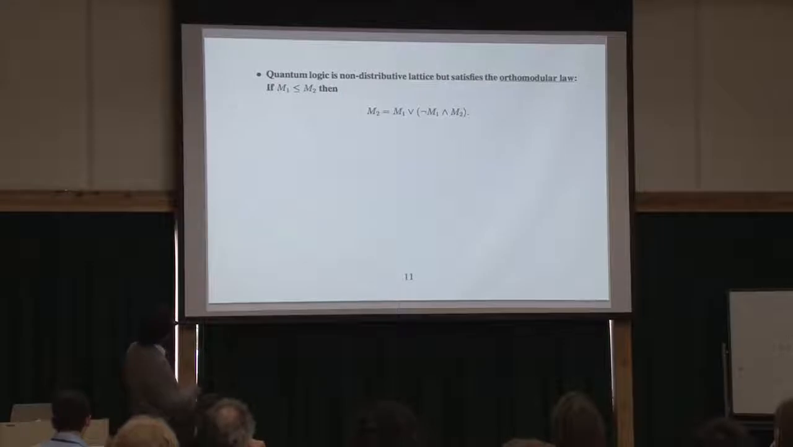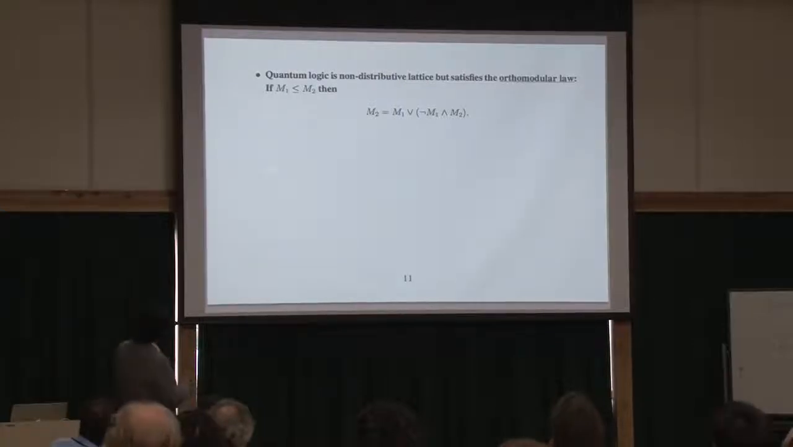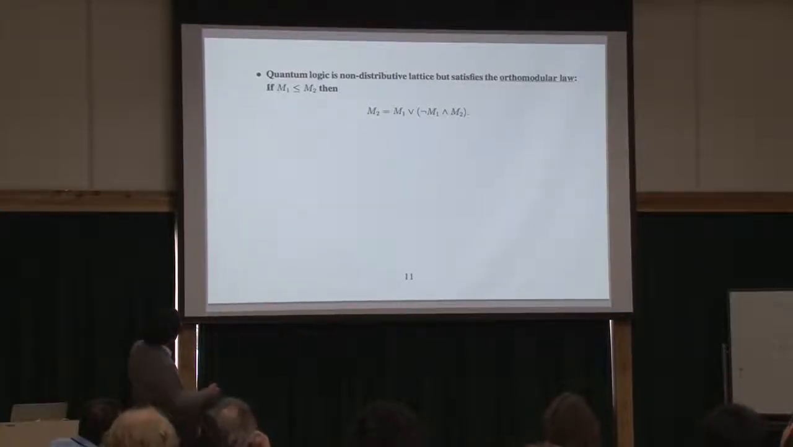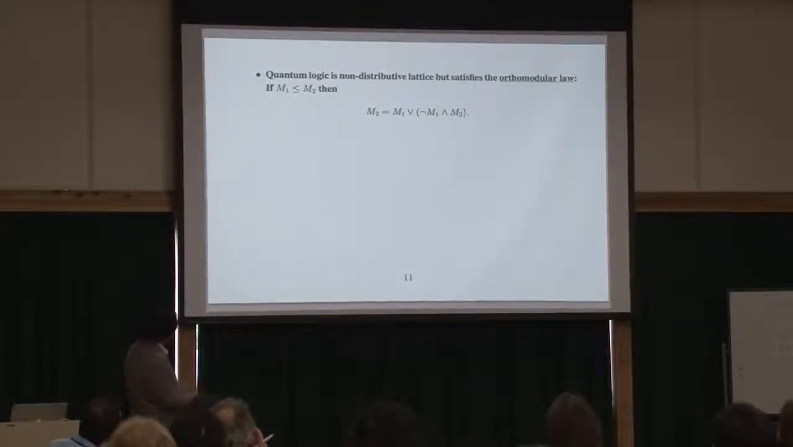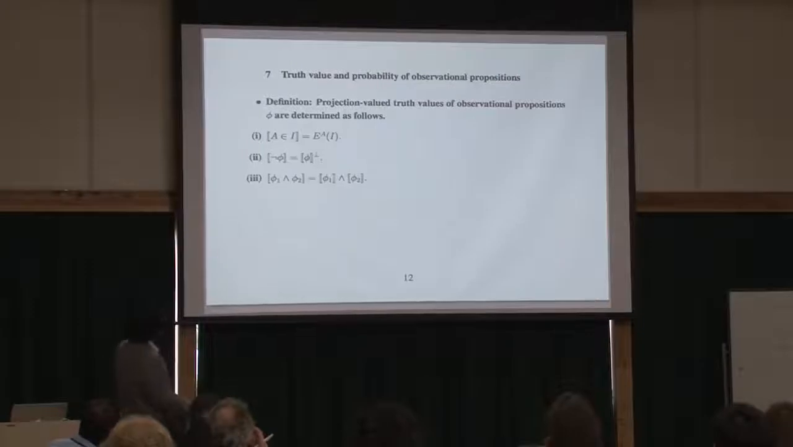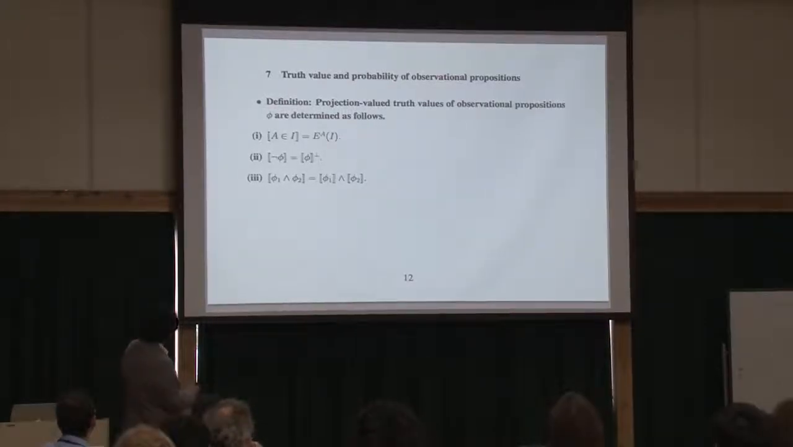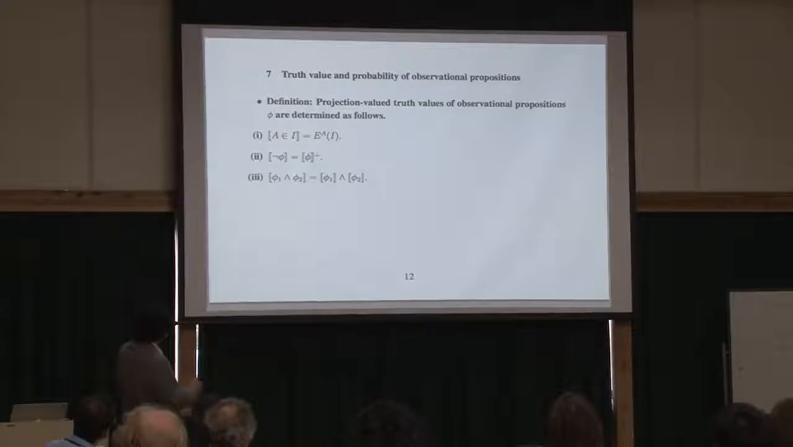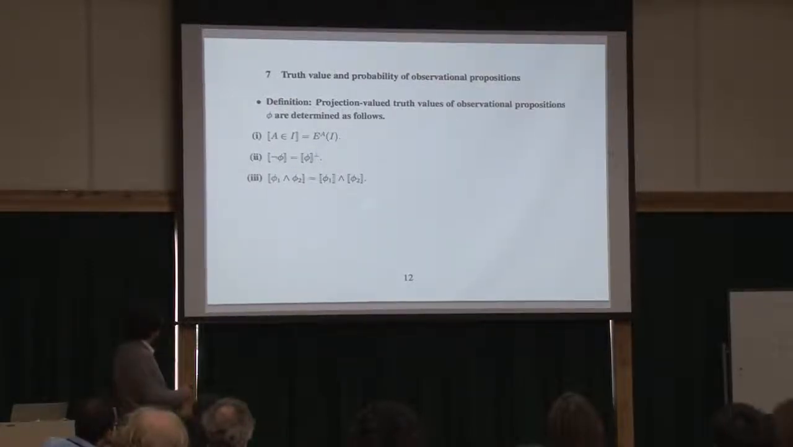Quantum logic is a non-distributive lattice, but satisfies the orthomodular law. It means that if N1 is smaller than N2, then N1 is equal to this expression. Then we define the truth value of the observational proposition by the following recursive rules. The atomic proposition A is in interval I corresponds to this spectral projection. Not psi corresponds to the orthogonal complement of psi. And psi 1 and psi 2 correspond to the intersection of the two projections corresponding to phi 1 and phi 2.